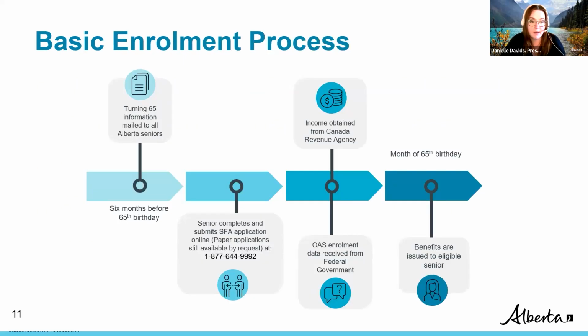This is the basic enrollment process that happens. So like I said, a turning 65 information package is mailed to all Alberta seniors 6 months before their 65th birthday. Then the senior can go in anytime after they receive that package and complete their SFA application online, or like I said, request a paper application and complete and submit that. Once they have completed their application, whichever way they choose to do it, we are able to have consent to obtain income information from Canada Revenue Agency and old age security enrollment data from the federal government. So all of that is used in concert with the information in the application package to determine eligibility for these programs. And then should a senior be eligible on the month of their 65th birthday, the benefits are going to start to be issued to the senior.